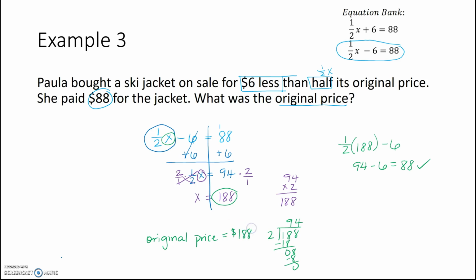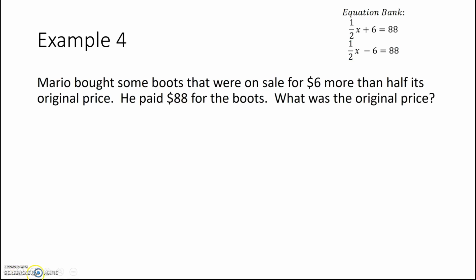Okay. All right, last example. This one says Mario bought some boots that were on sale for $6 more than half of its original price. He paid $88 for the boots. What was the original price?